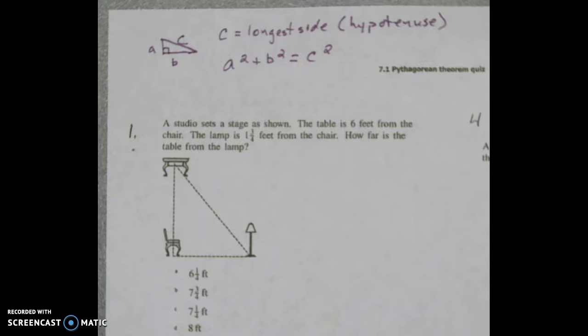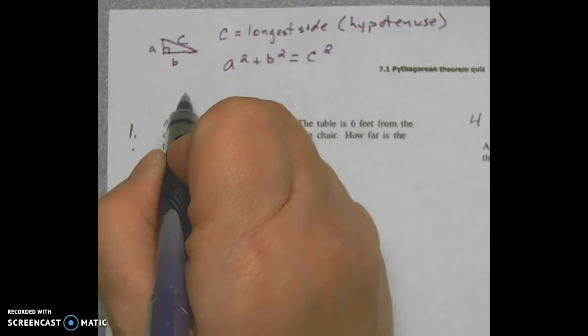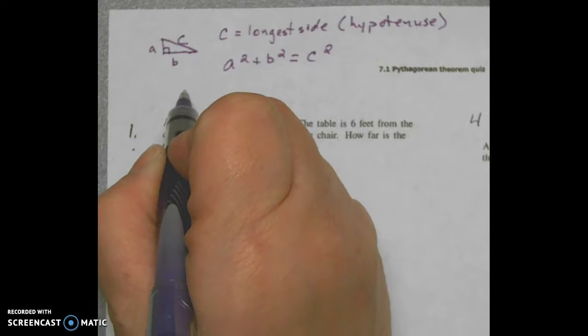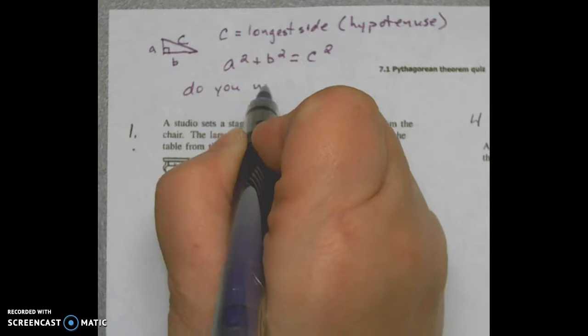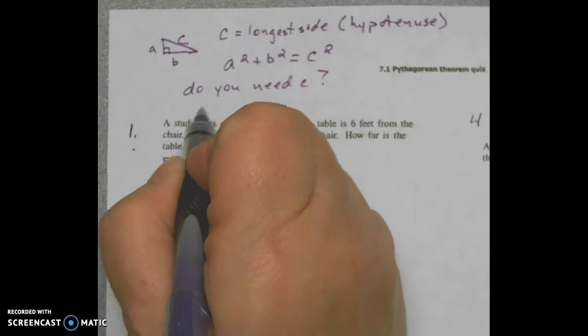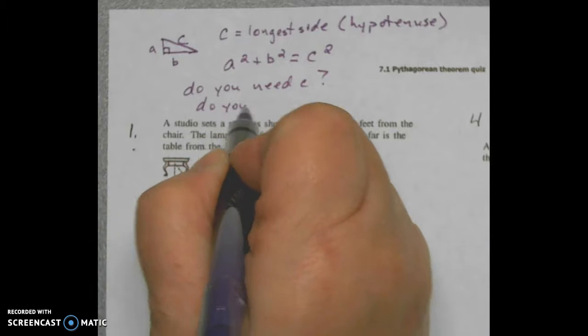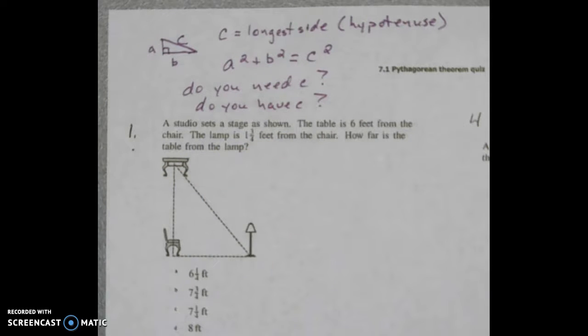So one of the things you need to consider when you're looking at Pythagorean theorem problems is, what are you looking for? Do you need to find C? Or do you have C? So those are the two things you're trying to figure out in order to set up your problem.